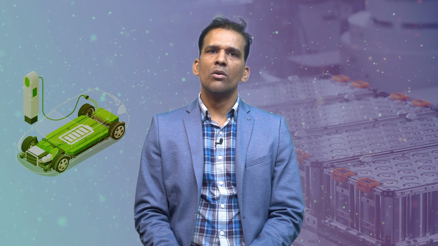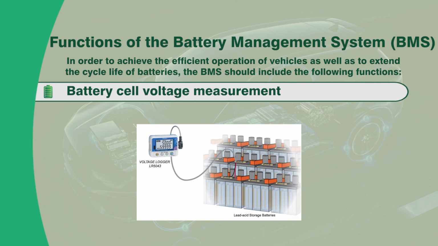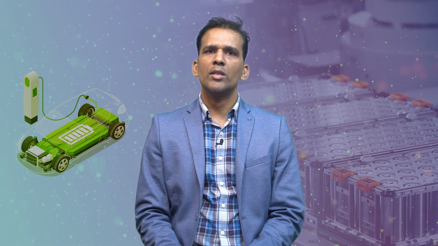Now, let us focus on the different functionalities of the battery management system. In order to achieve efficient operation of the electric vehicle as well as to extend the battery cycle life, the BMS should include the following functionalities. The first one is the battery cell voltage measurement. It is very important to measure the voltage of each and every cell of a particular pack so that we can see the state of charge of individual battery cells as well as the state of charge of the whole pack.